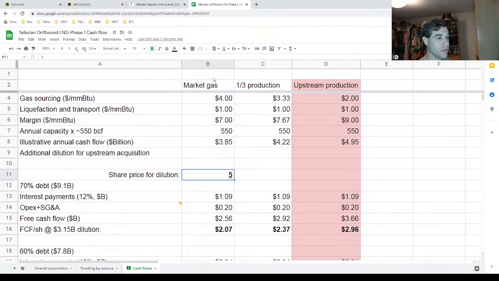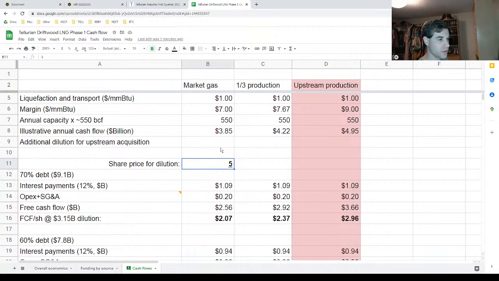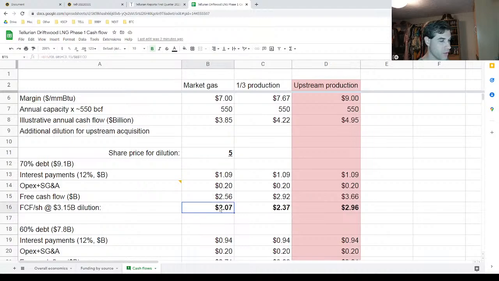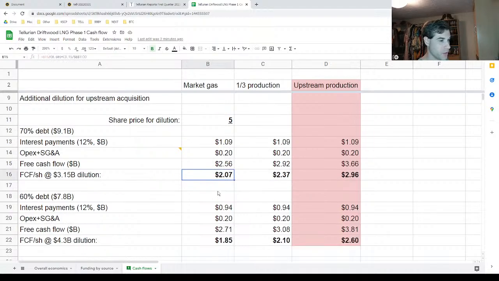And this is what it looks like if they just purchase gas off of the market. We're looking at about, in the 70% debt situation, $2.07 free cash flow per share. In the 60% debt case, about $1.85.